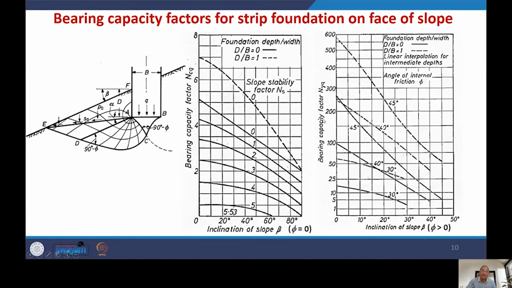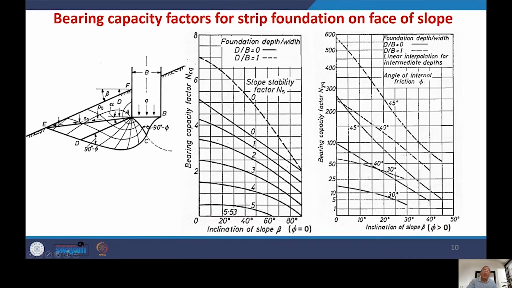Okay, so there are two charts, and on the y-axis you have NcQ or N gamma Q. NcQ is varying from 0 to 8, while N gamma Q is varying from 1 to 600. One thing you need to notice is that for N gamma Q, this is in logarithmic scale. While on the x-axis in both cases you have the inclination of slope, which goes from 0 to 90 degrees in the first case, but in the second case it is restricted up to 45 degrees, because beyond 45 degrees the slope will not be tenable if you don't have cohesion in the soil.